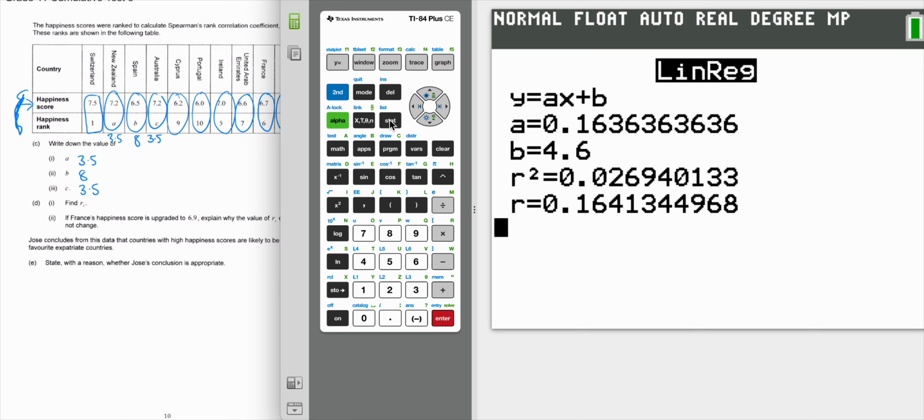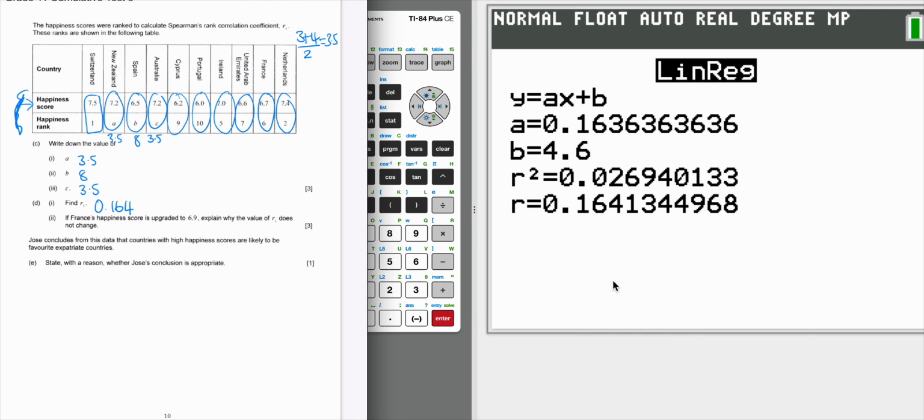So that's really quite low correlation to 3 significant figures. So I'm just taking my R value there at the bottom. It doesn't actually ask for my regression line at this point.